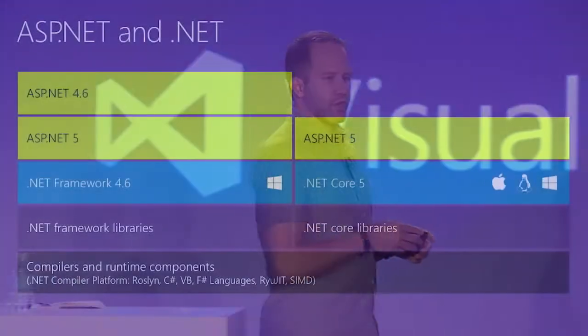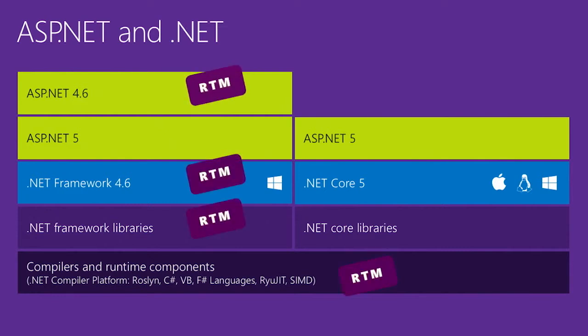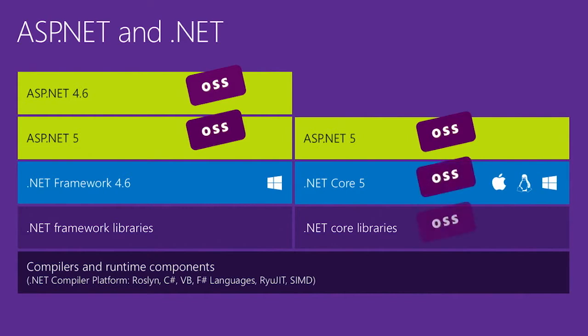So let's talk about what we're doing here today. We've got ASP.NET 4.6 happening. It is RTM. That is announced. .NET Framework 4.6 RTM. Visual Studio 2015 RTMing. And it's important to remember how much of this is open source. We've got to feel really good about that accomplishment. There's so much going on in open source, and making that happen is really, really exciting.